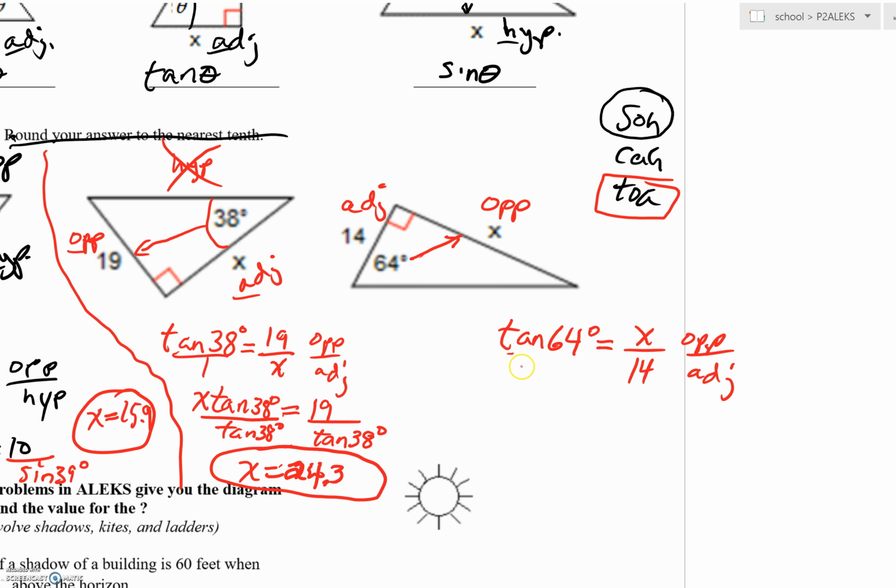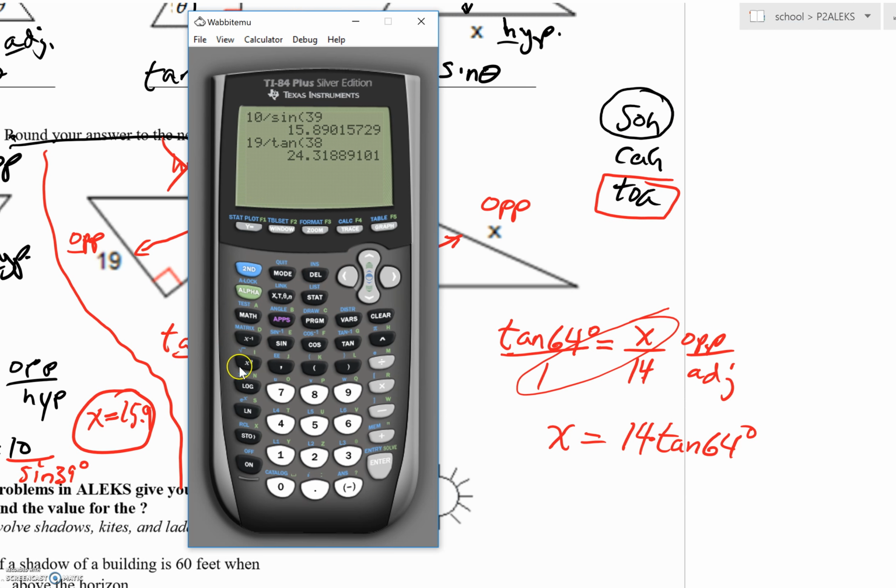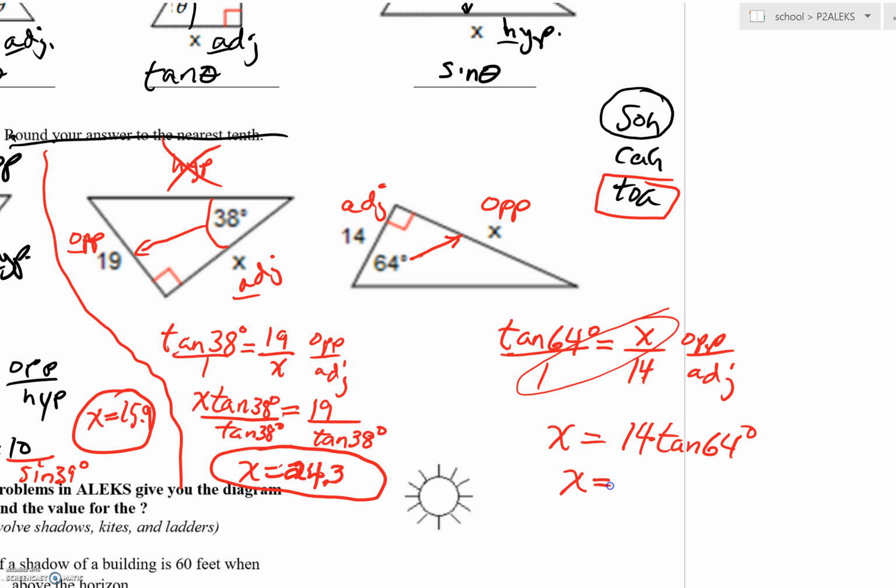What you have to do at this point is cross multiply. 1 times x is just an x. 14 times the tangent of 64. Wow, you know what, guys? This is kind of cool. I have x all alone. I don't have to do any dividing right now. All I need to do, plain and simply, is type in 14 times the tangent of 64, and you should get 28.7. 28.7, and we're done. Okay, any questions?